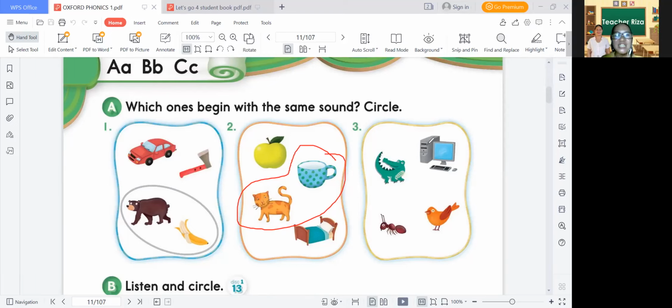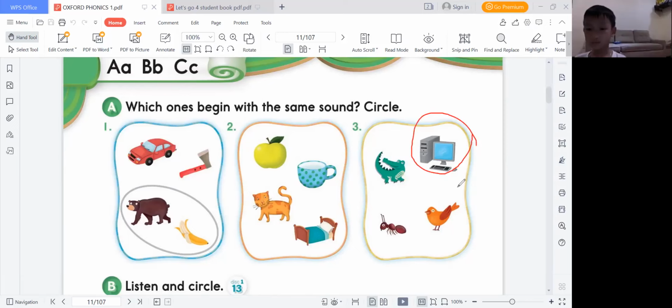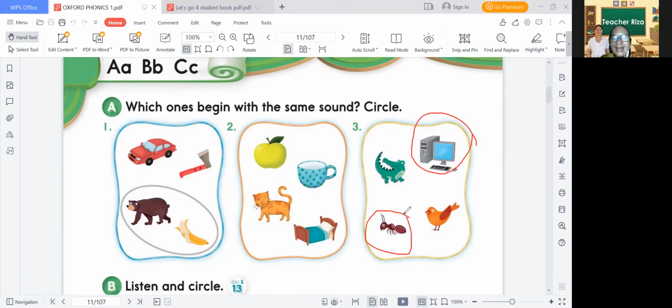Okay, so we are going to proceed for the third. Okay, this one. All right, so can you tell me what is this? This is what picture? It's alligator. What is this again? Can you hear me? Hello. Yes. What is this again? This is an alligator. Very good. How about this one? Computer. Okay, this one, ant.